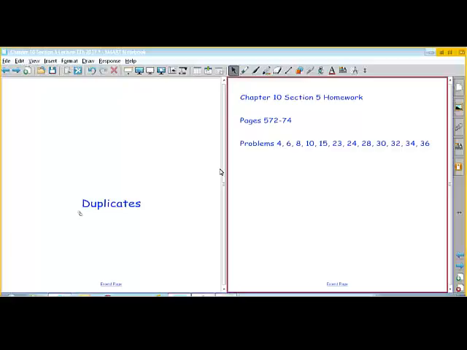So there's the homework for section 5. Did I assign that already or no? I can't remember. This is due next Thursday for the test. I think I already assigned it, but I think I might have shown it at the beginning of class.